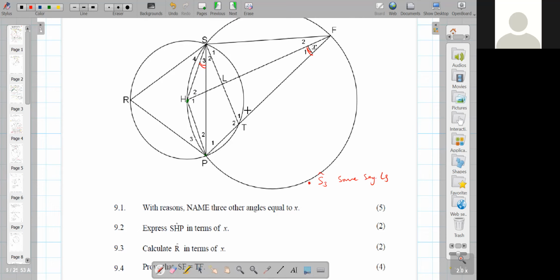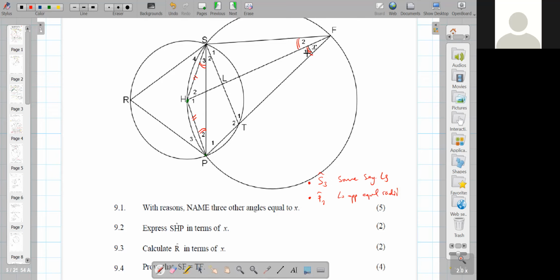After S3, I want to use that circle relation, and I can tell you these two are equal. And that's why I can tell you now P2 is x. It's an isosceles triangle. So why is P2 equal to x as well? Angles opposite equal radii. So that's my P2. After P2, actually now I can have F2 as well.